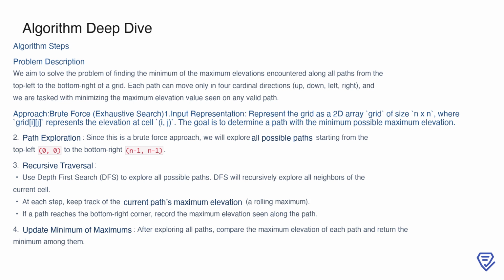Using brute force, we explore all possible paths from the top left to the bottom right. Depth-first search, or DFS, is employed to recursively traverse each path. At every step, we maintain the maximum elevation encountered so far along the current path. Once a path reaches the destination, we record its maximum elevation. Finally, after evaluating all paths, we return the minimum of these maximum elevations, which guarantees the optimal solution.